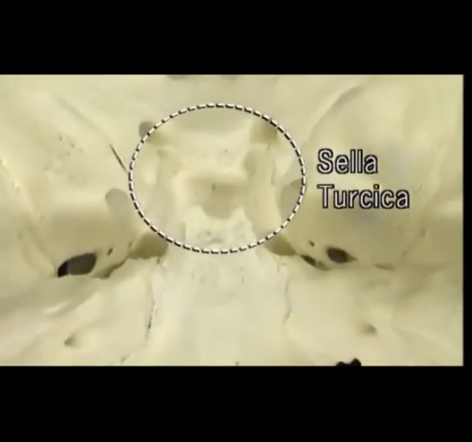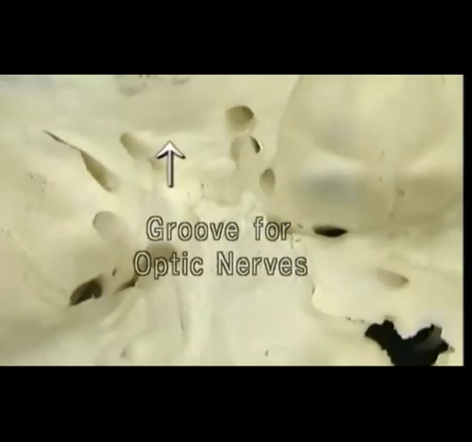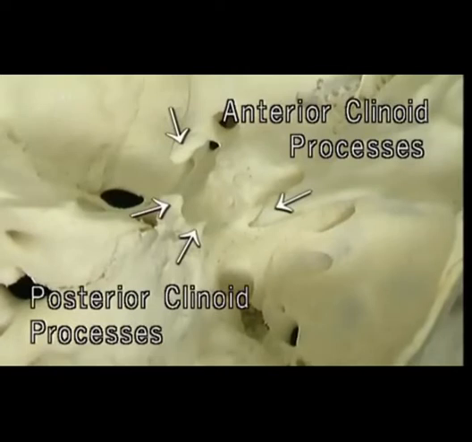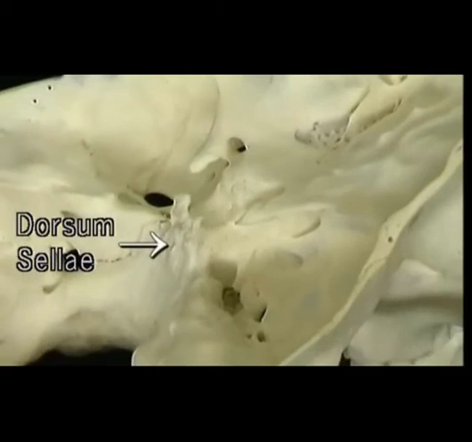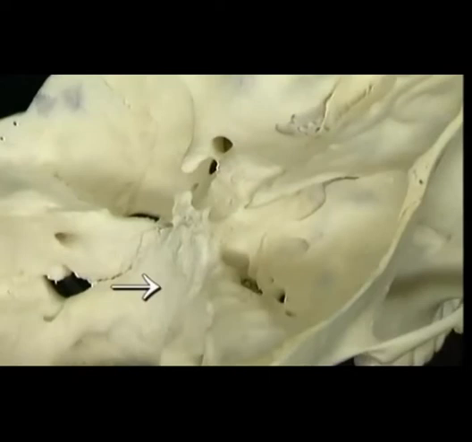This is the sella turcica in the middle. The deep depression in the sella turcica is the pituitary fossa for the pituitary gland. This shallow groove is for the optic nerve. This fossa has the anterior clinoid processes and the posterior clinoid processes. This sloping surface is the dorsum sellae, and it is continuous with the basilar part of the occipital bone.